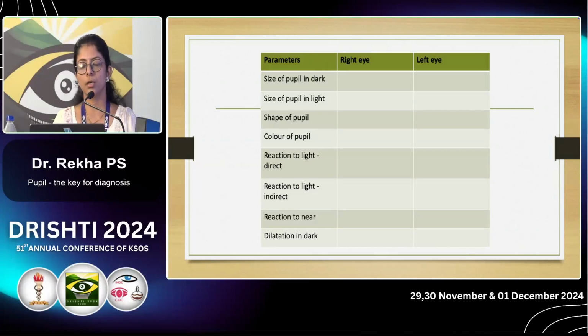So, in short, these are the parameters that you should look for: the size of the pupil, both in dark and light, the shape, color, reaction to light, the direct, indirect, and the near reflex, and also the dilatation in dark.